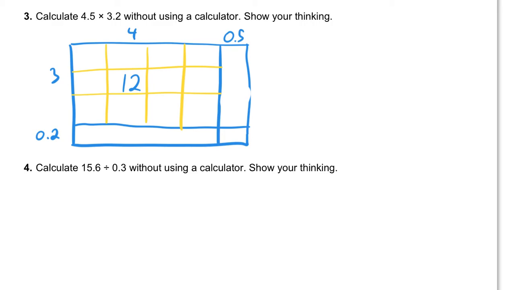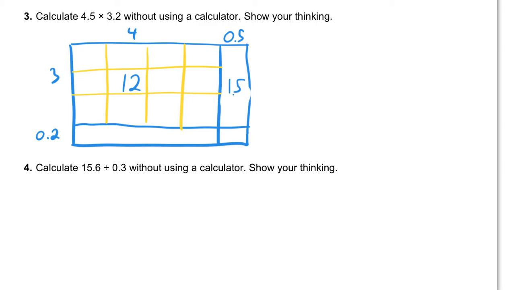Let's figure out what 3 times 0.5 is and find the area of this section right here. Since 0.5 is actually a half, we can just find out what half of 3 is. And half of 3 is 1.5. Okay, so now we've got those two.